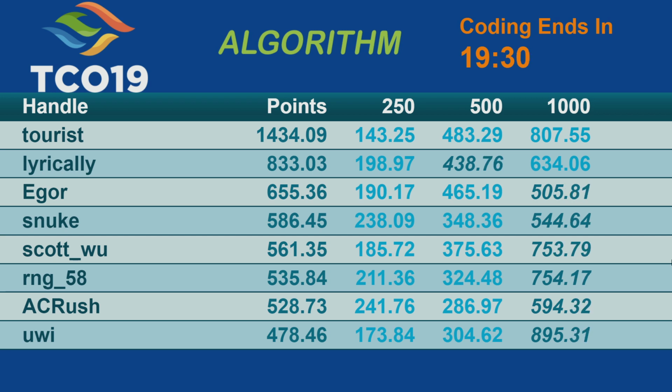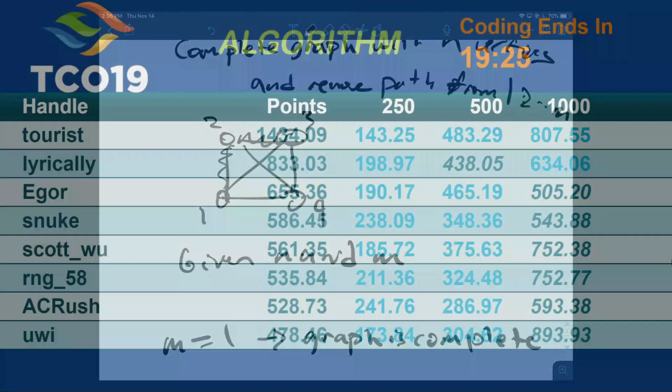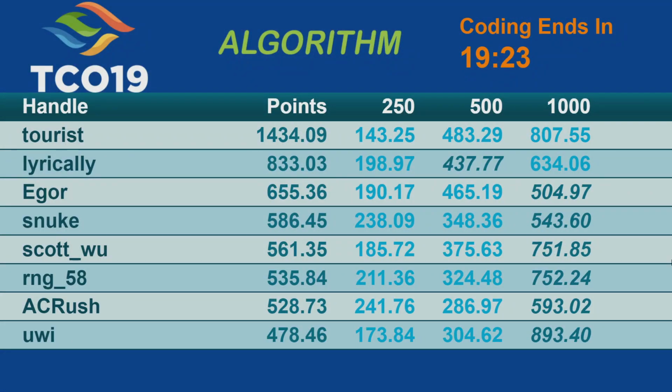But yeah, so right now we have Tourist on top. Lyrically, who we didn't get to see too much of. I think Lyrically's last appearance at a TCO was TCO19. So they're back this year. All right, yeah, let's go back to the 1000 problem. See where you left off.